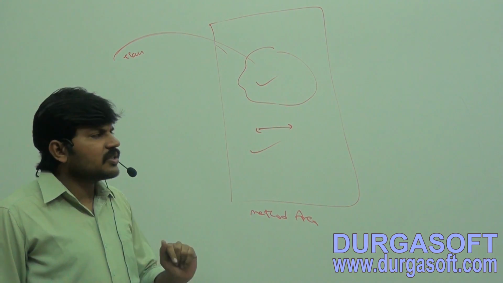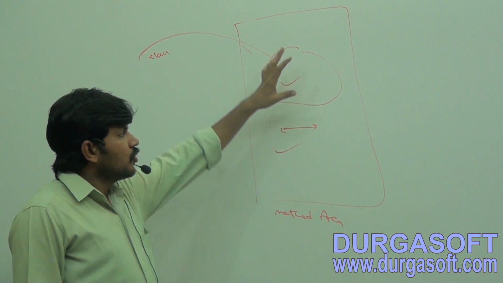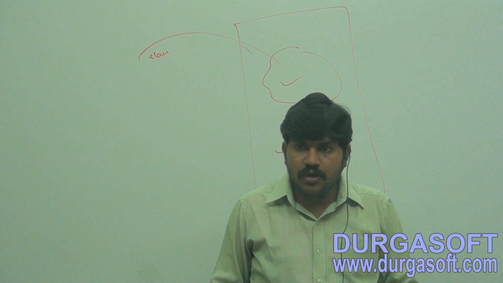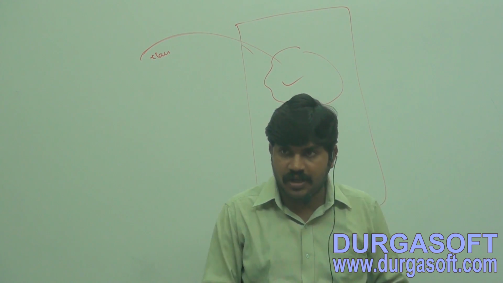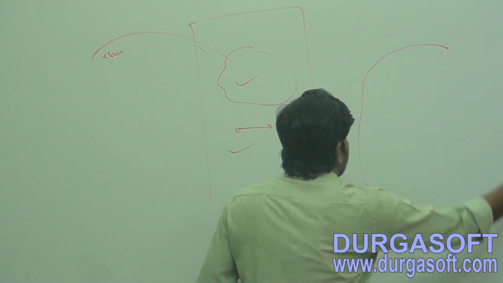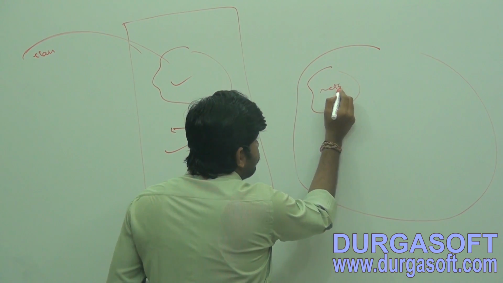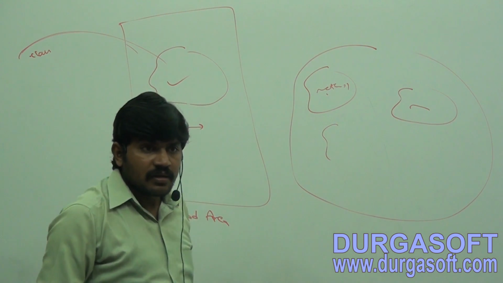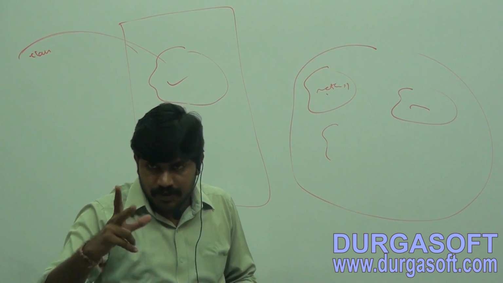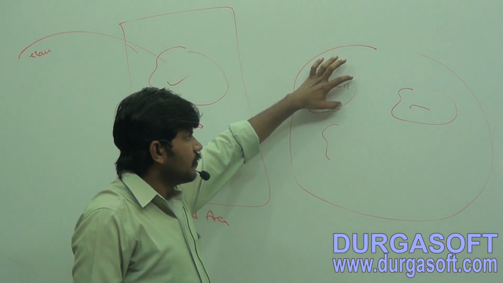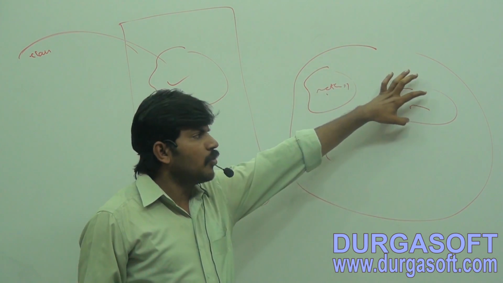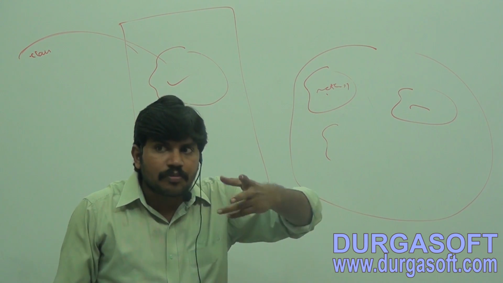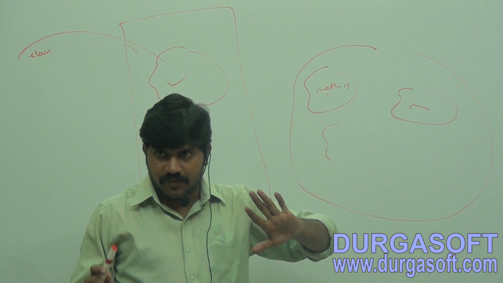Okay, next, inside JVM, don't think the method area is continuous memory. Maybe it is available part by part also. Suppose assume this is the JVM, and this is the method area. So here also the method area need not be continuous memory. Are you getting? The method area may be spread in several parts. Is it clear for all of you?